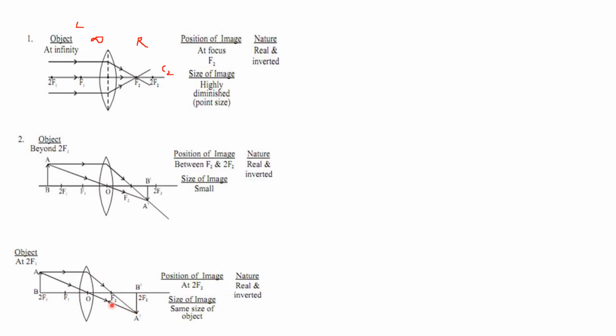Now this image is formed at 2f2. This image is formed at the second center of curvature. Children, this image is formed at the second center of curvature. I'll write over here C2 so that you can make out this is C2, the second center of curvature, or 2f2. The image is formed. You can see the size of the image is same, but it is real and inverted.